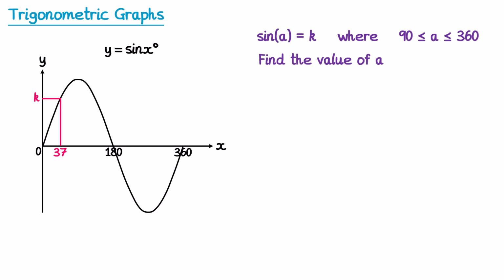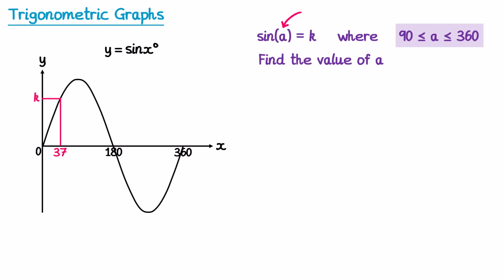Now this is quite a wordy question, but it's not actually too difficult to do. We've been given sin a = k, where a is just some value. Now we know that a could be 37, because from the graph we can see that if we did sin 37, we would get k, so sin 37 = k. But if you look at this inequality here, we've been told that a must be between 90 and 360, and 37 is not, so that's not an acceptable answer.